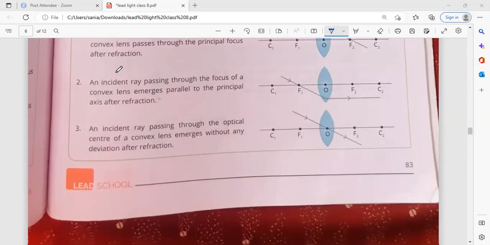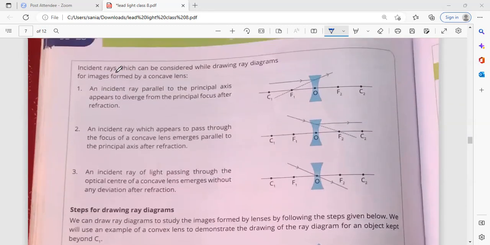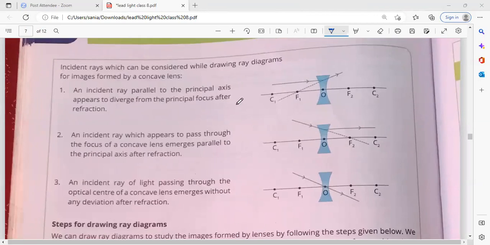Okay, so now we have the next thing, which is the incident rays considered for drawing the ray diagram of a concave lens. See, for a concave lens we have three rules. First, an incident ray parallel to the principal axis appears to diverge from the principal focus after refraction. This is your incident ray. Once it comes in contact with the concave lens, it basically goes upward, diverging from the principal focus.